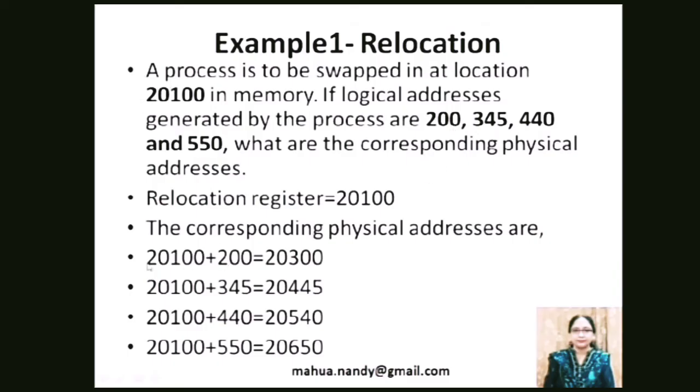So we are getting 20100 plus 200, that is 20300 as the physical address. In the second case, we are getting 20445 as the physical address. And when 440 is generated as logical address, it is added to the base register content 20100 and we are getting physical address 20540. And when the logical address is 550, we are getting 20650 as the physical address.